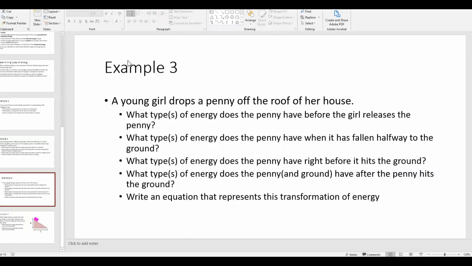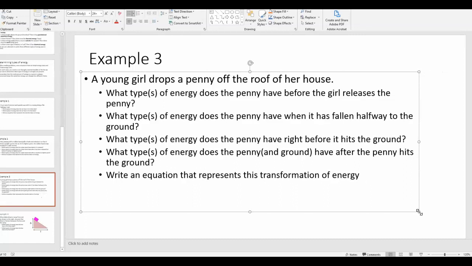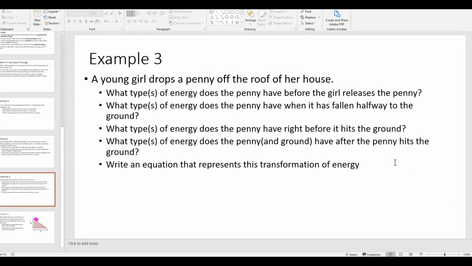Okay, so I want you to try to do example 3 on your own. Okay, so read example 3 carefully. Try to answer this question on your own. Okay, and so what you should have gotten is that the initial energy state is only gravitational potential energy, because before the girl releases a penny, it's not moving. Halfway when it's fallen, it has a combination of kinetic and gravitational potential energy. Right before it hits the ground, it has no more height, so all it has is kinetic energy.